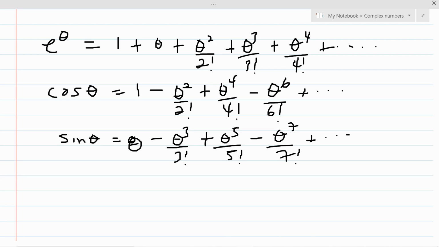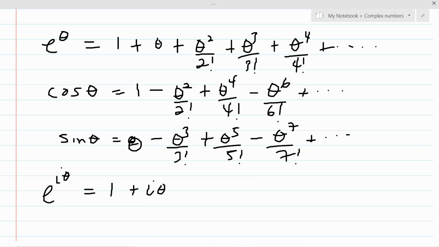Now from these Taylor series, if I find e to the power i theta, then it means that wherever I see theta, I put i theta there, okay? So it becomes 1 plus i theta.